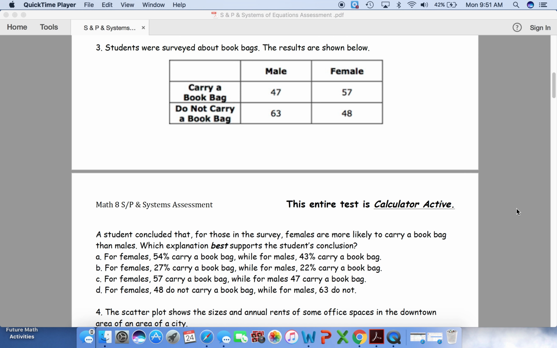A. For females, 54% carry a book bag, while for the males, 43% carry a book bag. B. For females, 27% carry a book bag, while for males, 22% carry a book bag. C. For females, 57 carry a book bag, while for males, 47 carry a book bag. D. For females, 48 do not carry a book bag, while for males, 63 do not.